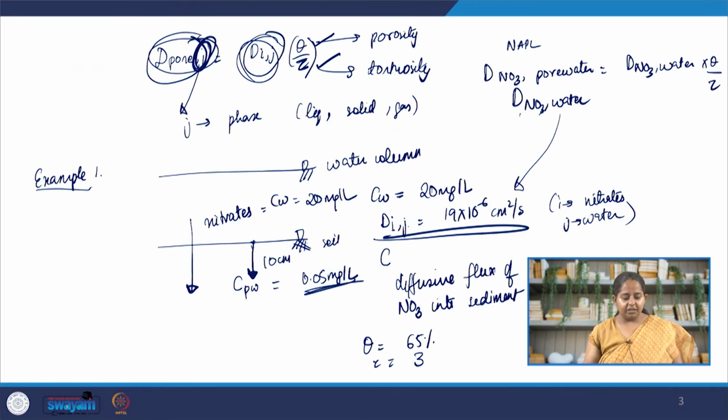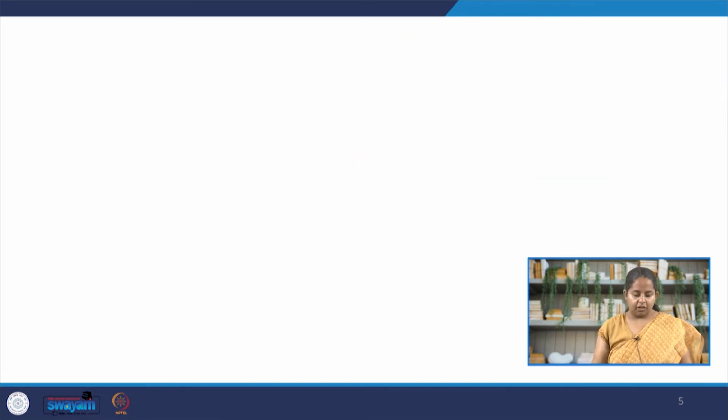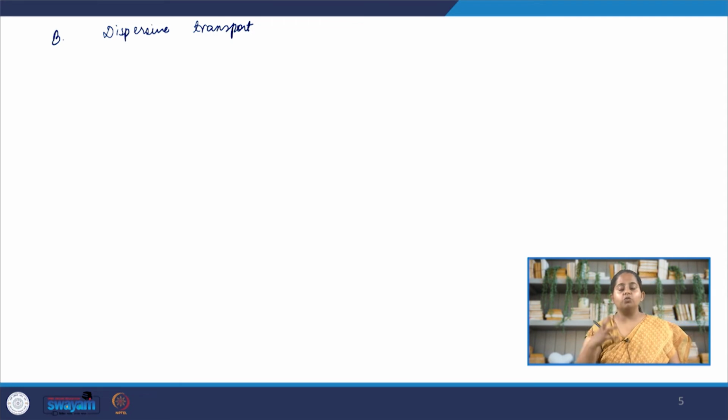Okay, and the next thing we looked at was multi-phase transport. In case of groundwater or any other multi-phase system, diffusivity constants will change. We have to account for porosity and tortuosity. Now I'm going to look at dispersive transport, which is primarily advection. Advection is when the bulk motion of the fluid itself transports a contaminant, and we have looked at it multiple times.